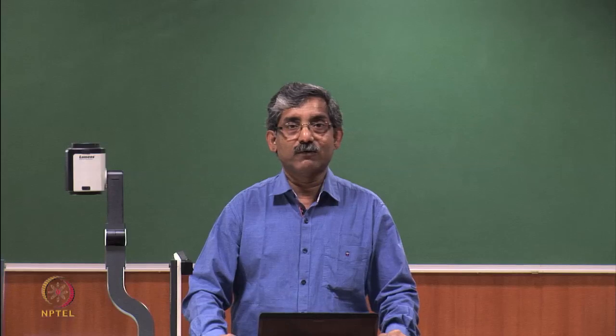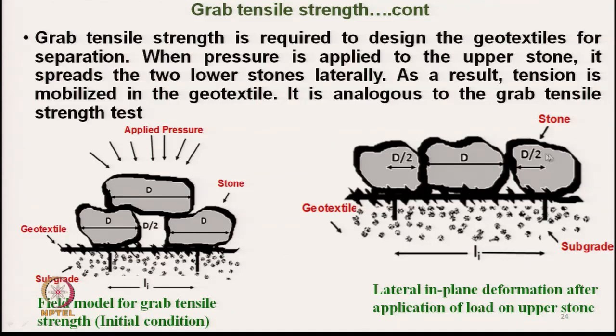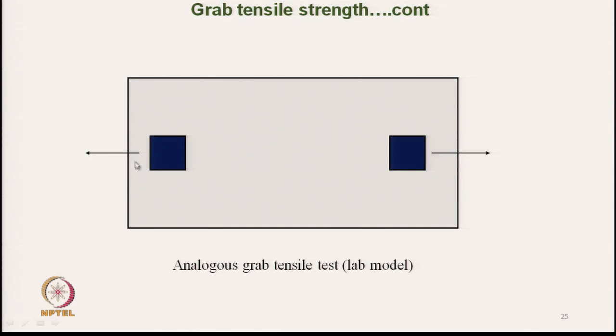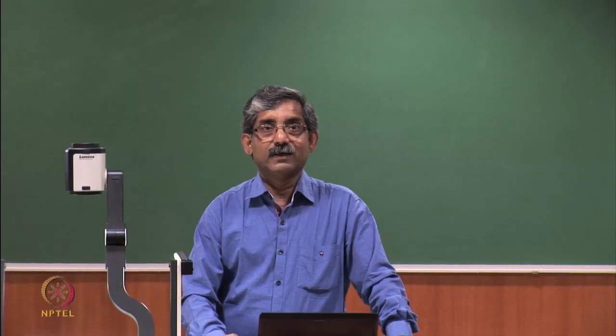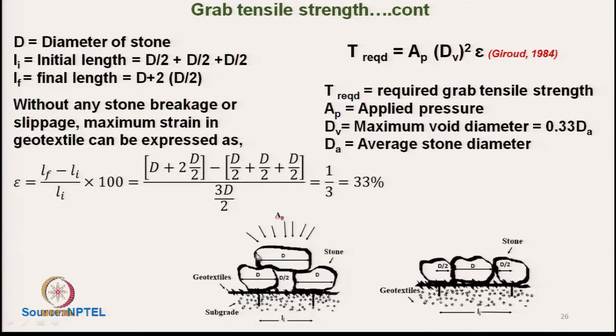So, here it is an actual field condition, and after the stones are moved, this is the condition. Now, this is the analogous grab tensile strength. These are the gripping points. Now, let us see the analysis here. D is the average diameter of stone, L1 is the initial grip length, this is the initial grip length here.